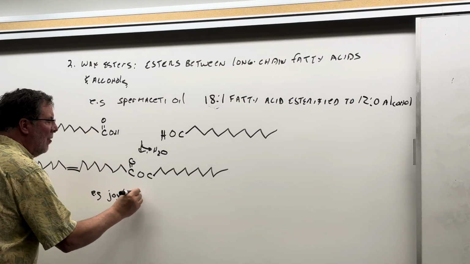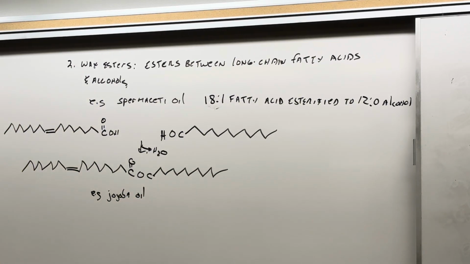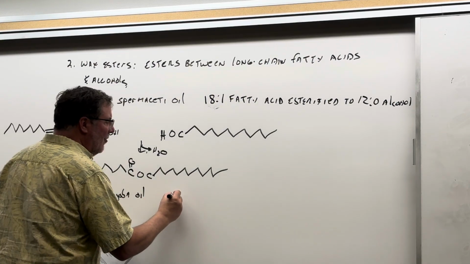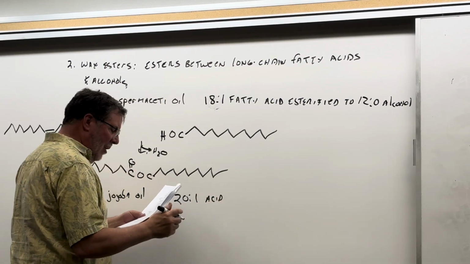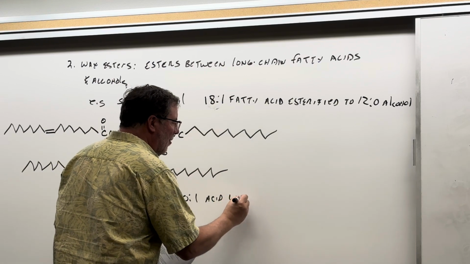You know, jojoba oil is valued as a cosmetic. It's also valued as an industrial lubricant. And what it is, a C21 acid with a C22:1 alcohol.